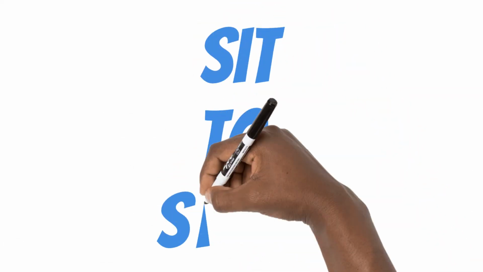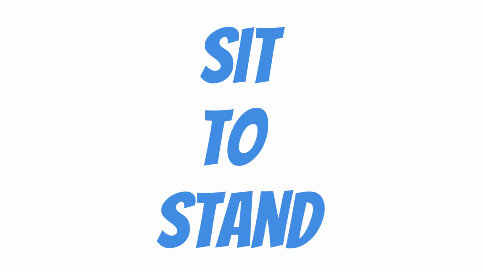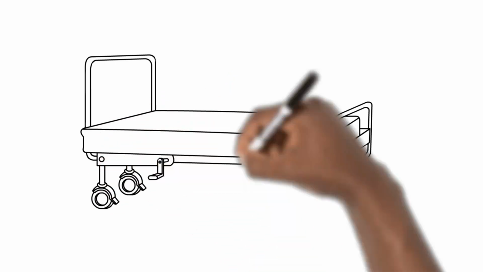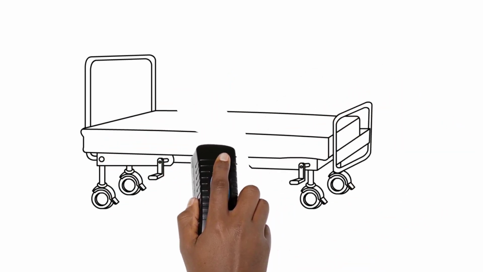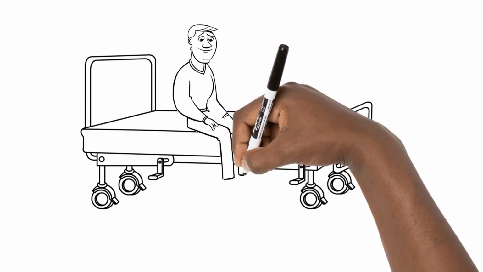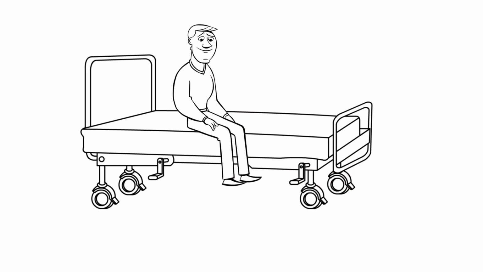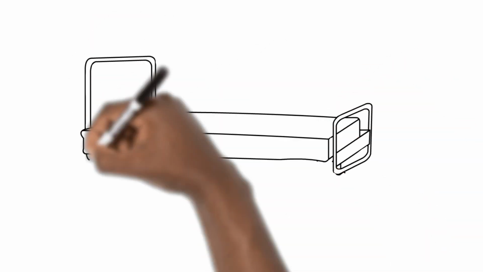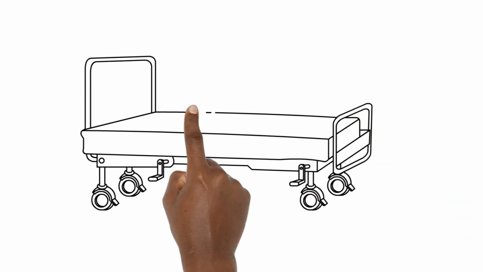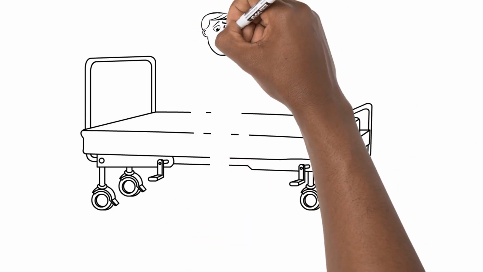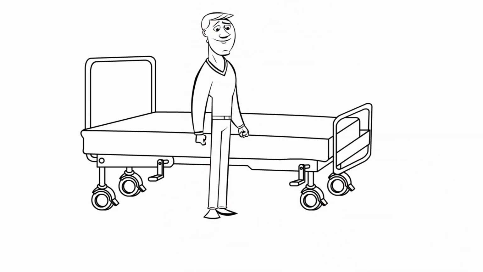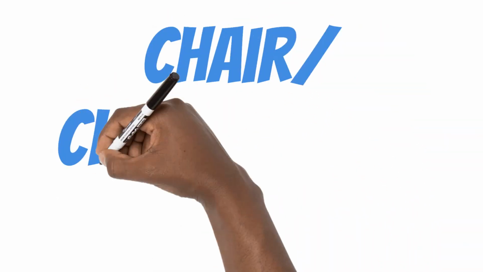Definition for sit to stand. Sit to stand is the ability to safely come to a standing position from sitting in a chair or on the side of the bed. Practical examples. Moving from sitting to standing. Observe whether the resident can independently transition from a seated position, whether in a chair or on the side of the bed, to a fully standing position. Guidance. If a resident can move from sitting to standing without assistance, you may code this as independent for the sit to stand task.